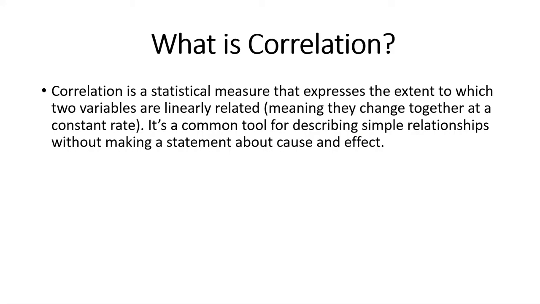It checks whether any sort of relation exists between the two variables or not, whether this relation is in a linear way. It's a common tool for describing simple relationships without making statements about cause and effect. Regression deals with cause and effect, but correlation just checks whether any sort of relationship exists between the two variables. The variables can be two or more. We will study this in the types of correlation.